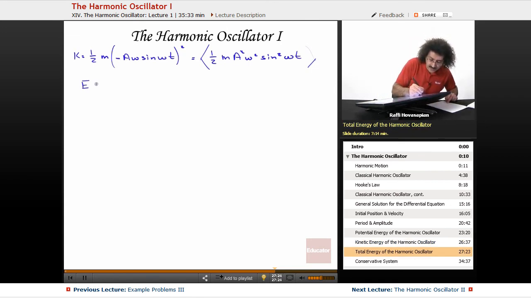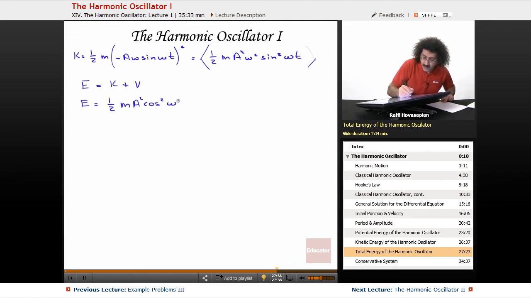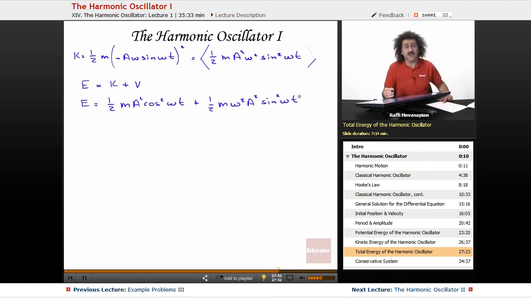Well, the total energy of the system, we know, is equal to the kinetic energy plus the potential energy. So our total energy, we just add them up. Just 1/2 k A squared cosine squared omega t plus 1/2 m omega squared A squared sine squared omega t. So that's an expression for the total energy of the harmonic oscillator. When I plot these, this is what I get.